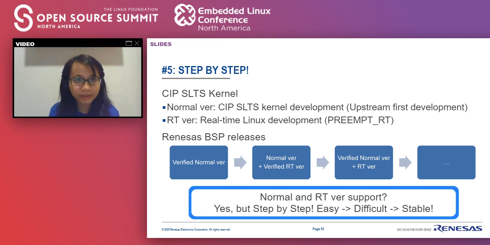Take for example, the CIP SLTS kernel has two supported versions, normal and real time. And the Renesas BSP wants to do the same thing, but we do it step by step, from verifying the normal version first. And then for the next, we add the real time with verification. And for the next one, we switch back to verified normal and non-verified real time. In this way, you can support both, but step by step from easy to difficult and to a stable phase.